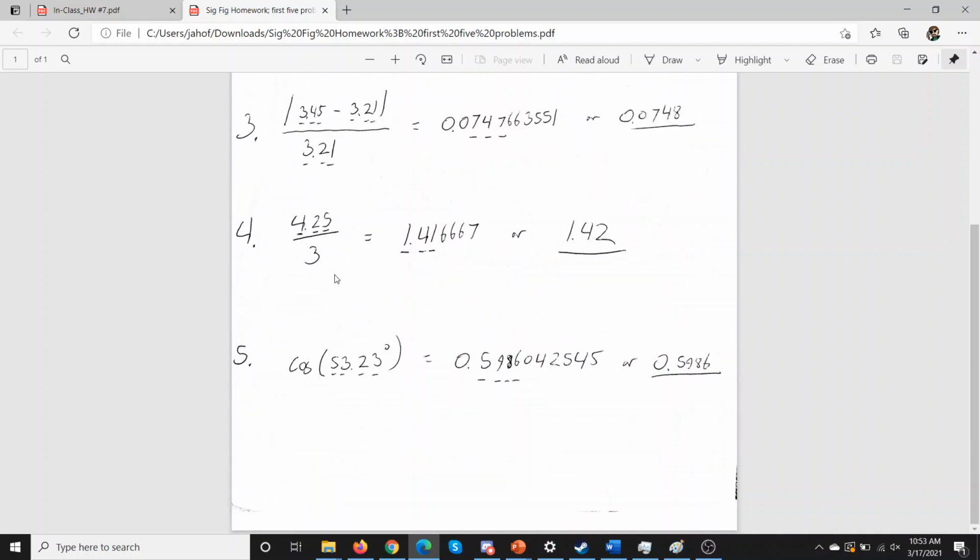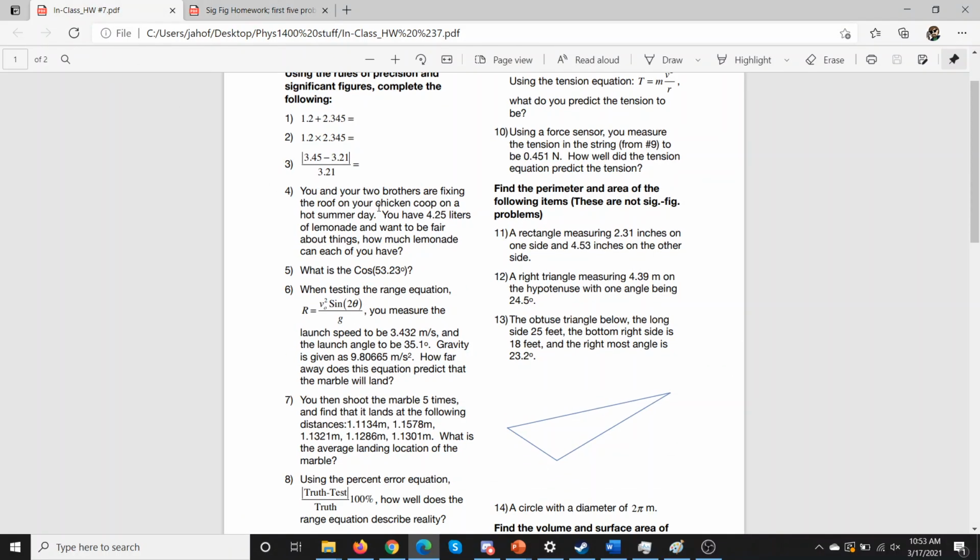Number 4 is division, but it is employing a specific kind of rule. And generally, if you were given a whole integer value that is between 1 and 10, we consider that number to have infinite precision. If you look at the question here, you and your 2 brothers are fixing a roof on your chicken coop on a hot summer day. You have approximately 5.25 liters of lemonade, and you want to split it evenly between you and your siblings. You and your 2 brothers, that's a total of 3 people.